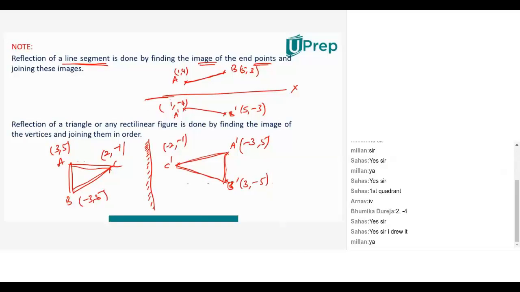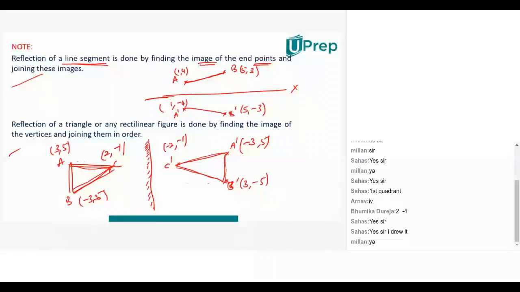Say, will it be 3 comma minus 5? 3 comma minus 5. Now that triangle formed, B dash C dash will be the exact image of the original triangle, which is AB.